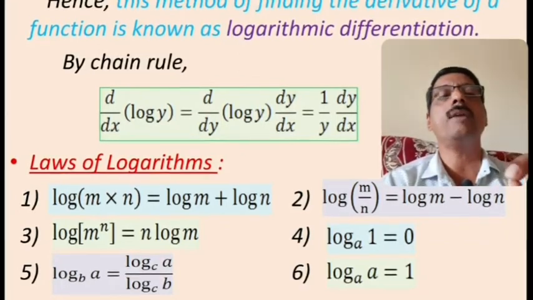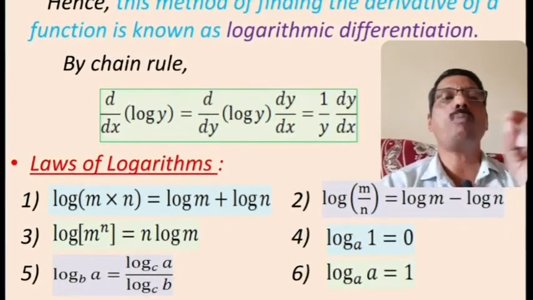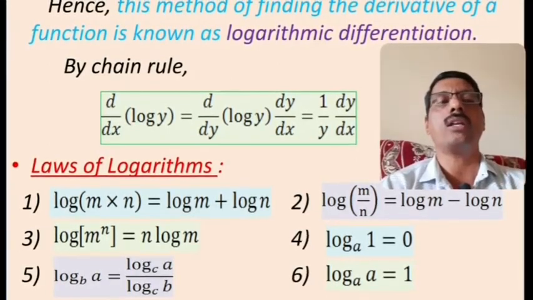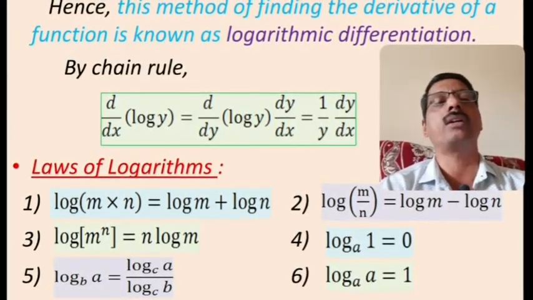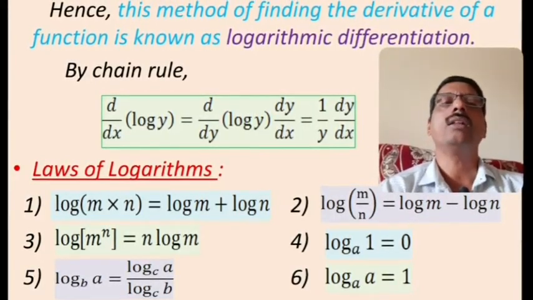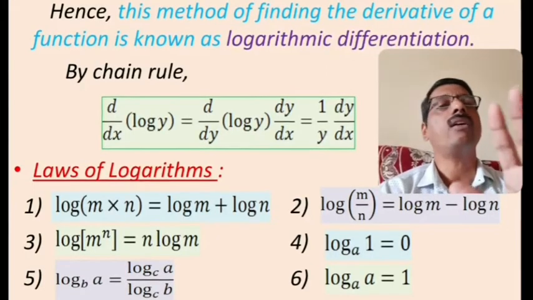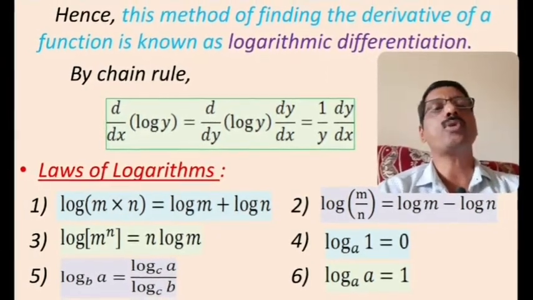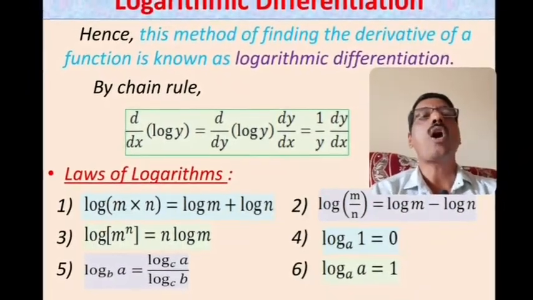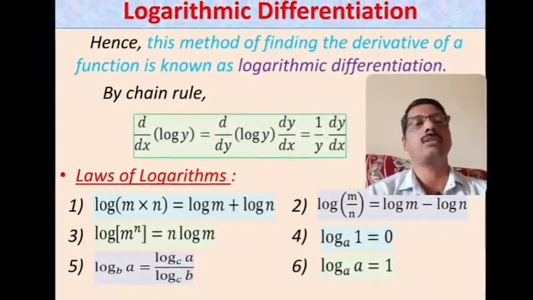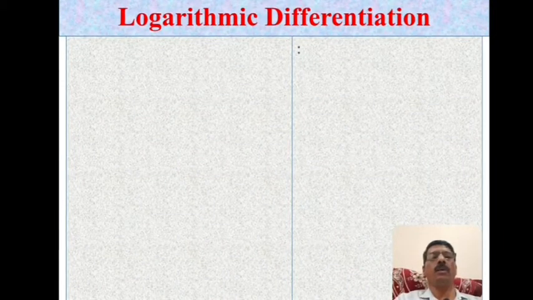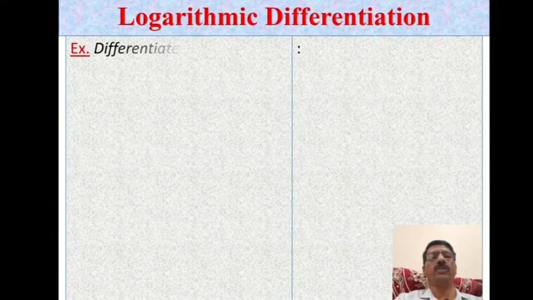That means firstly take the log of both the sides of the given function and then apply these laws of logarithm, simplify the given function, and then take the derivative of the given logarithmic function. We can get the derivative of the required function. Okay, this is the procedure to find out the logarithmic differentiation. Now let us take one simple example of the logarithmic differentiation.